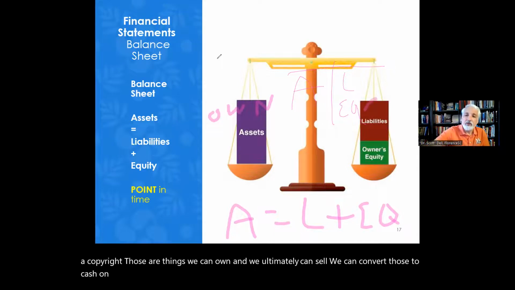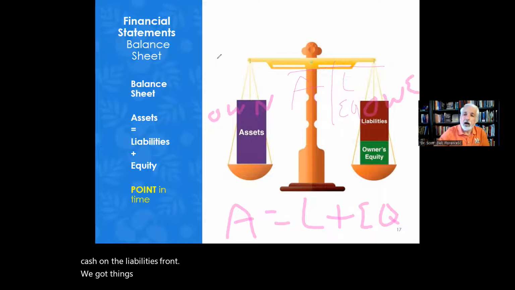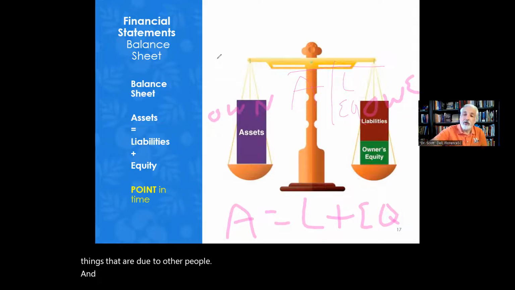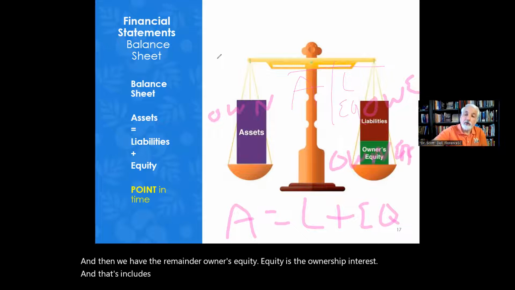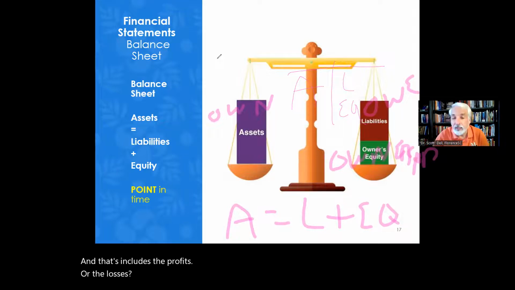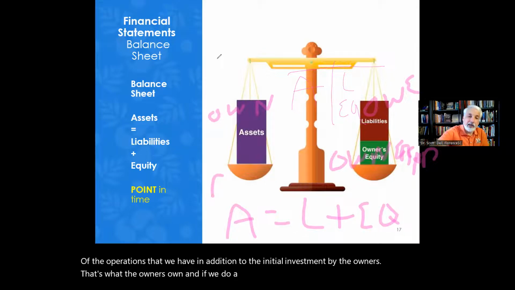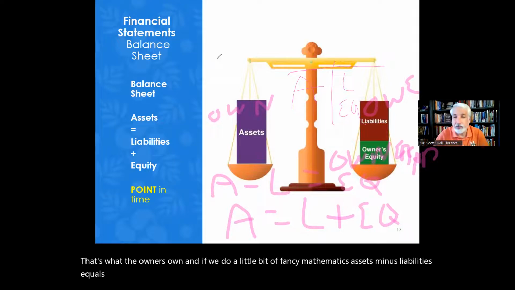On the liabilities front, we've got things we owe, obligations to pay. We might have accounts payable that we have to pay somebody else for things we buy. We might have mortgages payable, or bonds payable. We have things that are due to other people. And then we have the remainder, owner's equity. Equity is the ownership interest. That includes the profits or losses of the operations that we have, in addition to the initial investment by the owners. That's what the owners own. And if we do a little bit of fancy mathematics, assets minus liabilities equals equity. We can rearrange that equation in good form.